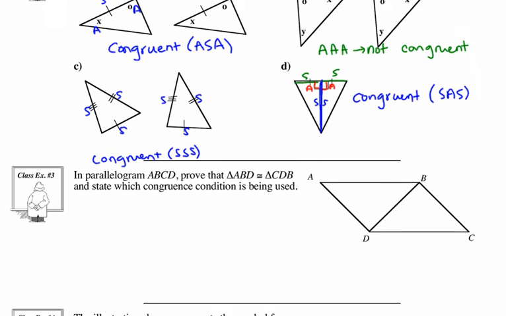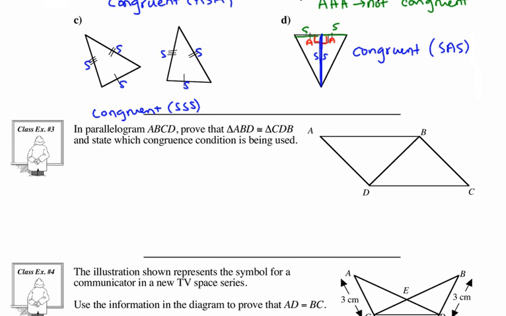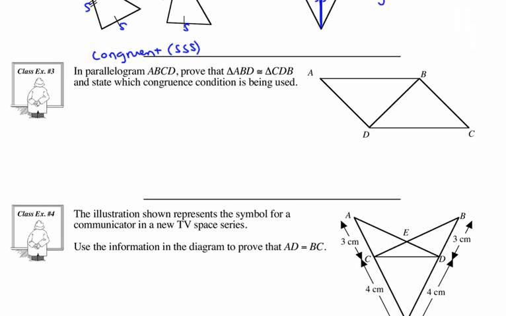So we're going to have to do proofs. That means we're going to need to have a statement and then a reason. So usually these are four-step proofs, because you have to prove side, angle, side, or angle, side, angle, or side, side, side, and then your statement that they are congruent. So let's do a proof for triangle ABD. So it's a parallelogram.